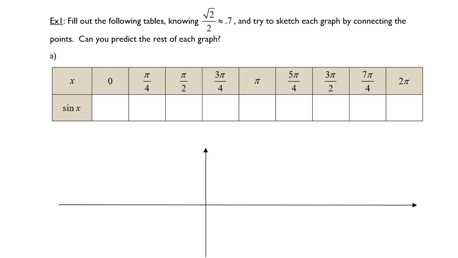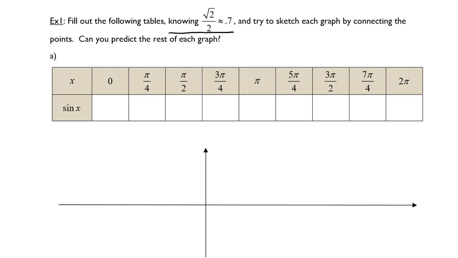Welcome back to Sine and Cosine, the functions, part 2. In this video, we're going to start by looking at a table of values. We'll fill out the following table, knowing that root 2 over 2 is approximately 0.7.